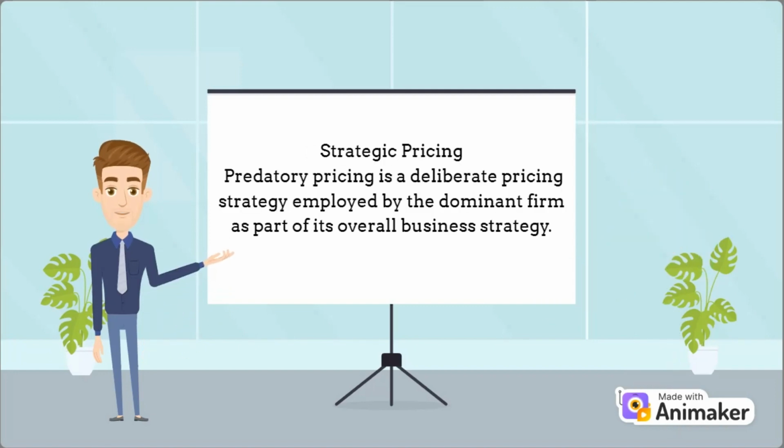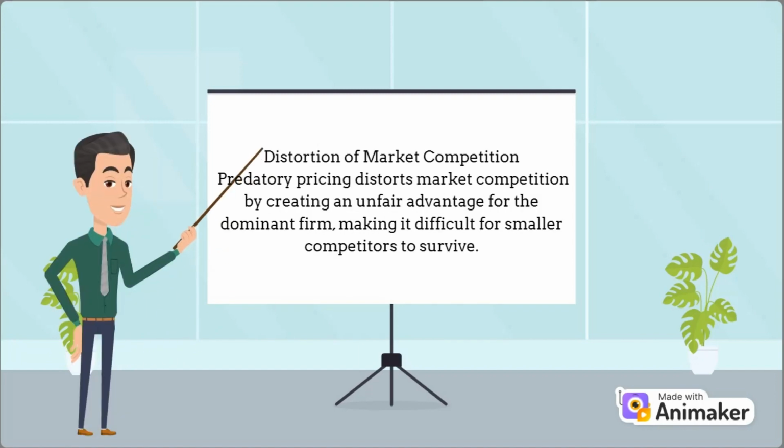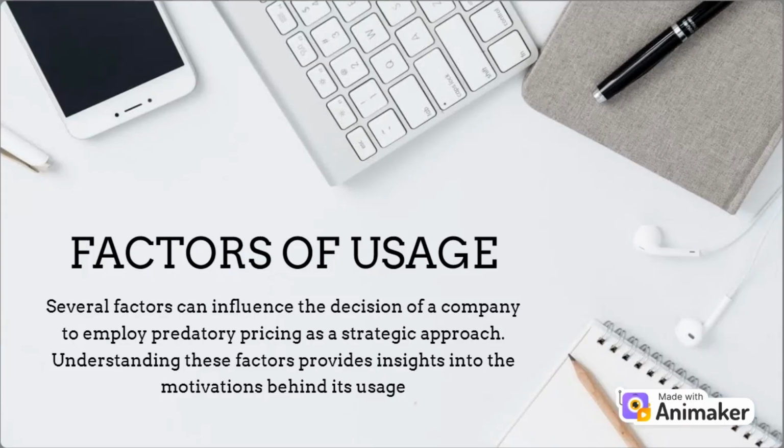The second last predatory pricing characteristic is strategic pricing. This characteristic is a deliberate pricing strategy employed by the dominant firm as part of its overall business strategy. Last but not least, distortion of market competition. This predatory pricing characteristic distorts market competition by creating an unfair advantage for the dominant firm, making it difficult for smaller competitors to survive.